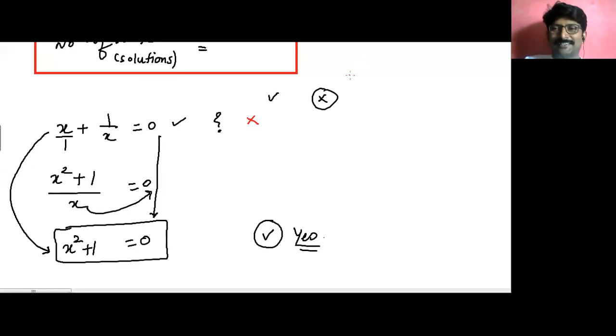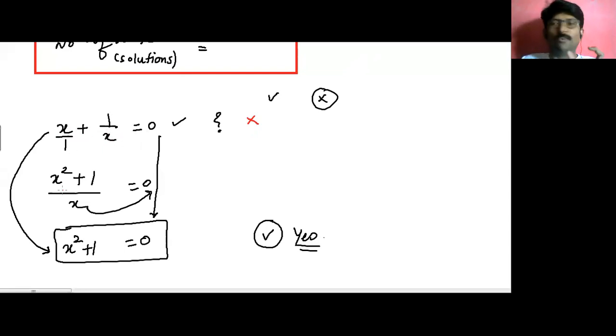I hope you got the answer. No? No problem. Just watch it over here. So x by 1 plus 1 by x is equal to 0. How will we simplify this? Students, never just look at the quadratic equation and decide whether it is quadratic or not. For that, you'll have to simplify this.